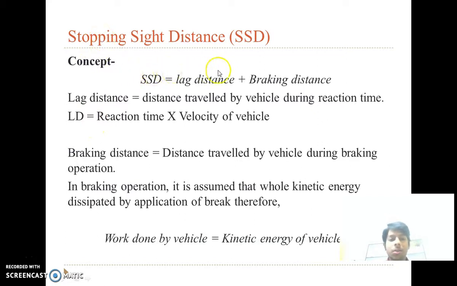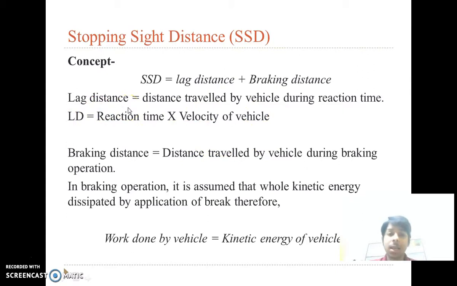The stopping sight distance is the summation of lag distance plus braking distance. We can calculate the lag distance easily by multiplying the reaction time with the velocity of the vehicle, because in this lag distance the driver is not applying the brake, so the speed is the same as the initial speed, the design speed. So this is the lag distance.